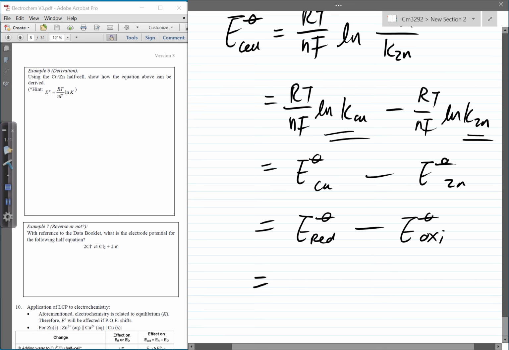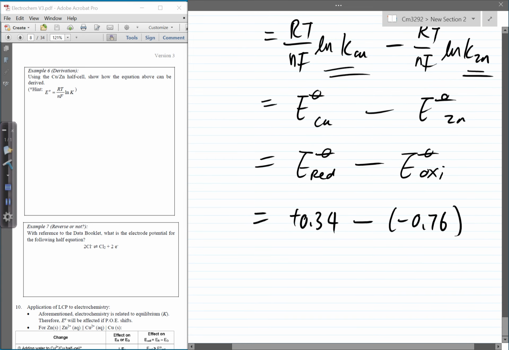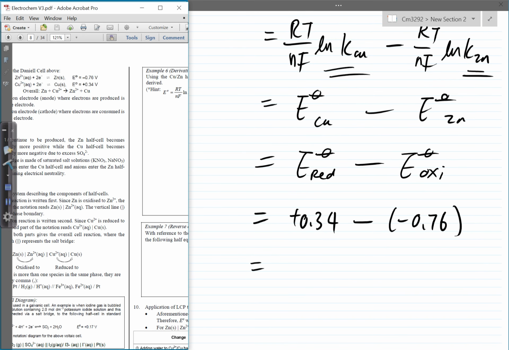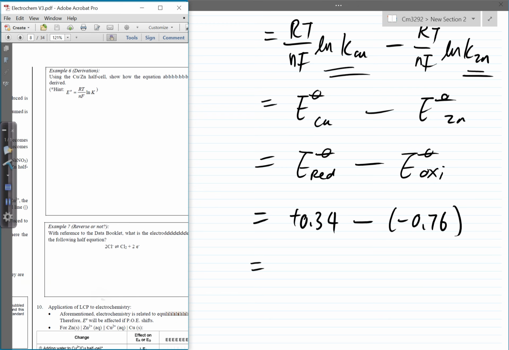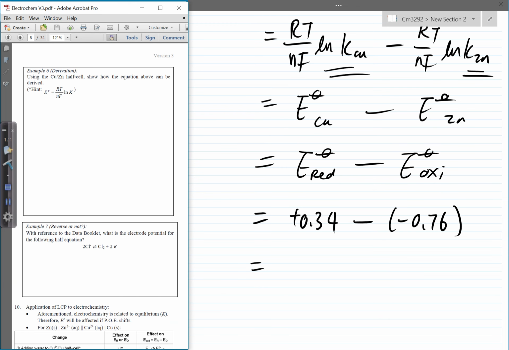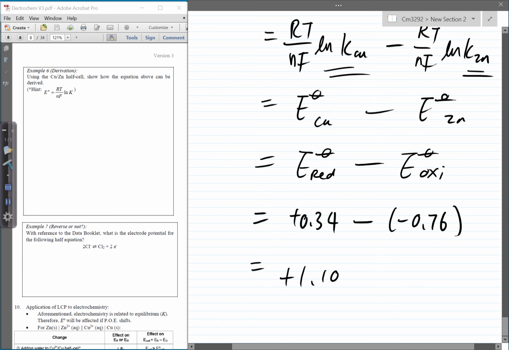So for this case, E reduction, which is your copper, is 0.34, minus your E oxidation, which is your zinc. The zinc is negative 0.76, so we keep the sign, and then we will have our value, which is 1 point something. My math not good. This is 1.1, right? Plus 1.10. So you can just apply this equation directly to obtain 1.10.